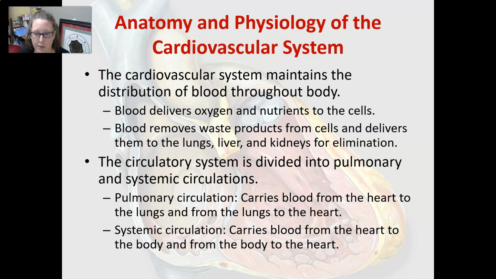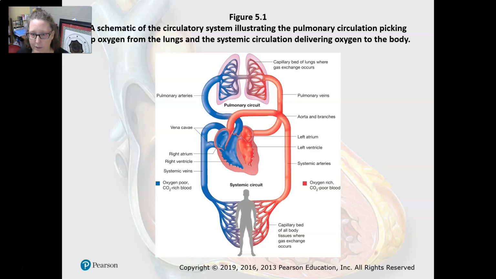The circulatory system is divided into pulmonary and systemic circulation. So the pulmonary circulation carries the blood from the heart to the lungs and from the lungs back to the heart. And then the systemic circulation carries the blood from the heart to the rest of the body, except the lungs, and from the body back to the heart. So here they are illustrated.